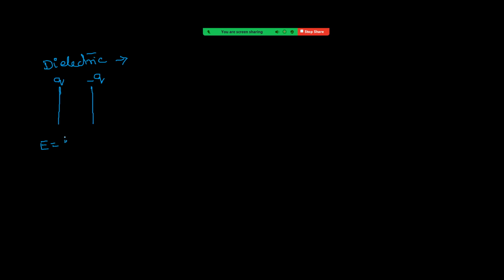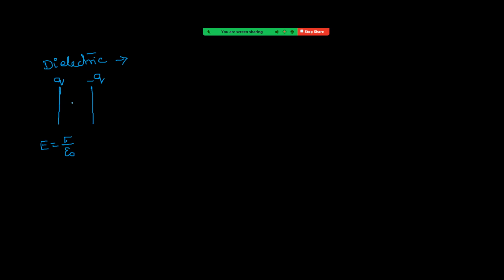sigma upon epsilon naught, right? So more is the charge, more is the surface charge density, so more is the electric field. So beyond one limit, air loses its insulation property. That means air becomes a conductor, and this charge flows through the air. So no longer is air an insulator. At which electric field does this happen?